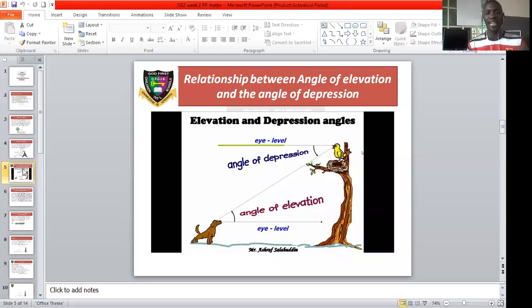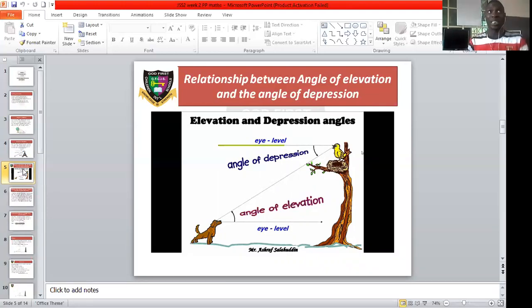You can see a dog observing a bird on the tree, and the bird observing the dog also. Look at the dog. The dog is making an angle of elevation to the bird, because the dog is observing the bird above his normal eye level; he is looking up. So the angle from the normal eye level to the point where he sees the bird is the angle of elevation.